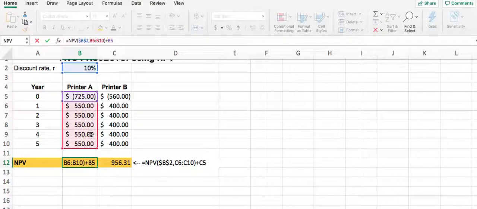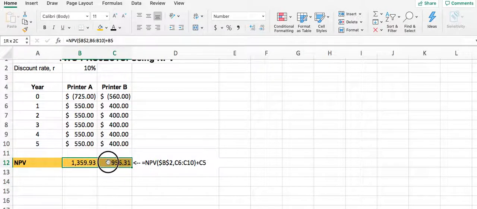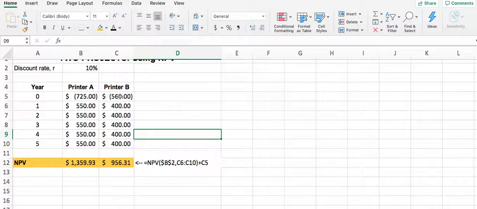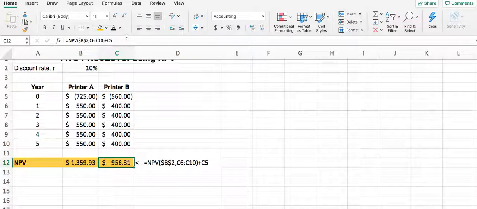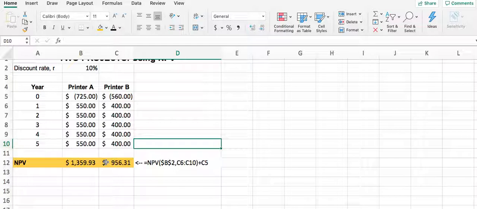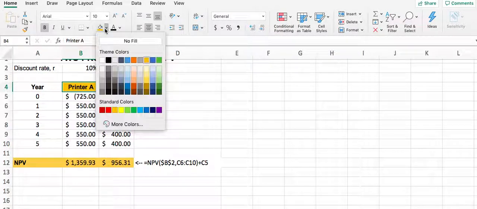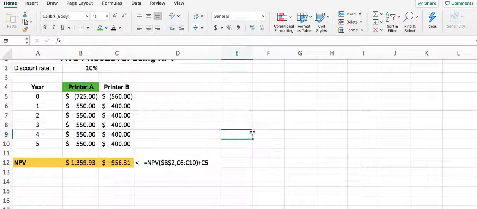And here we determine that by using the net present value function. And here we get $1,359.39. Did the same thing for this side, printer B, and we get a lower net present value. So now we can determine which one is better, and that will be printer A is best for our company.